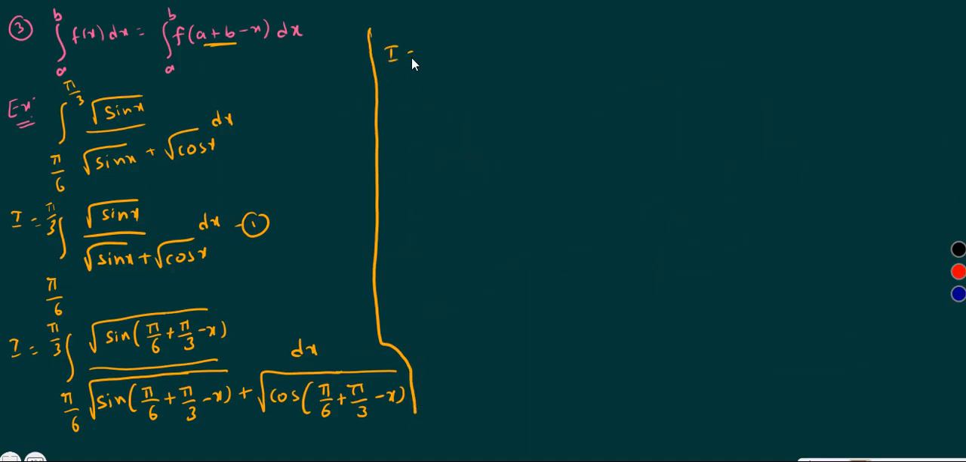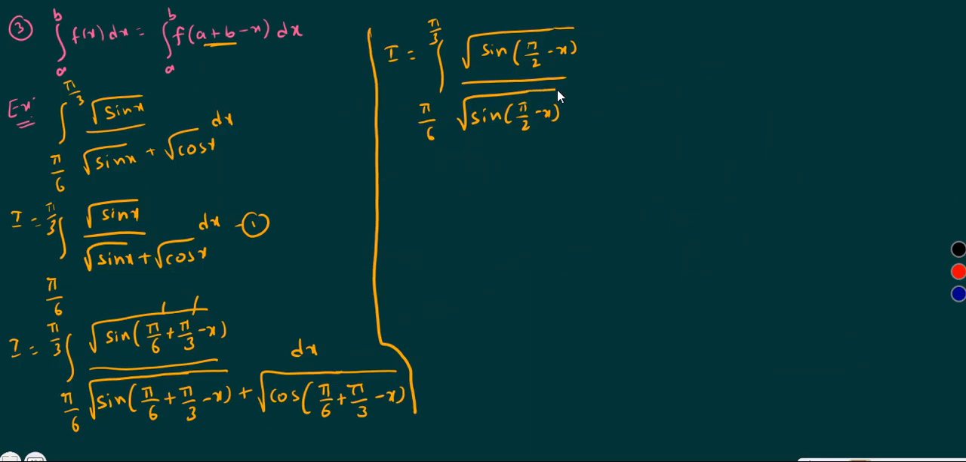So I equals the integration from pi by 6 to pi by 3 of square root of sine of, see here pi by 6 means 30 degrees, pi by 3 means 60 degrees. So 30 plus 60 is 90. 90 means what? Pi by 2. Pi by 2 minus x, square root of, again sine of pi by 2 minus x plus square root of cos of pi by 2 minus x dx.